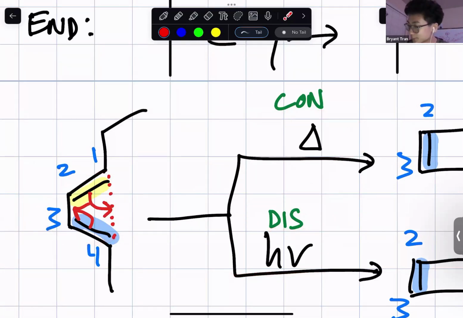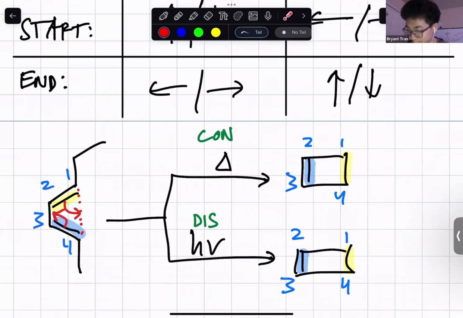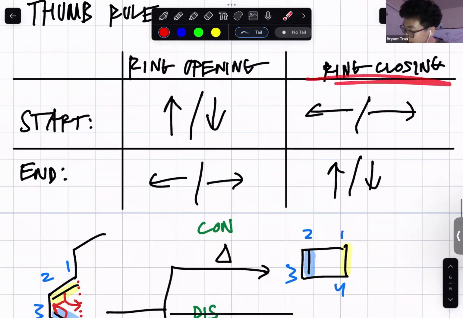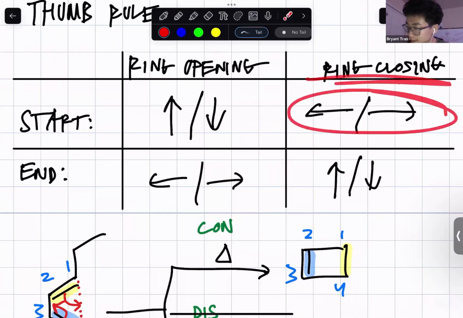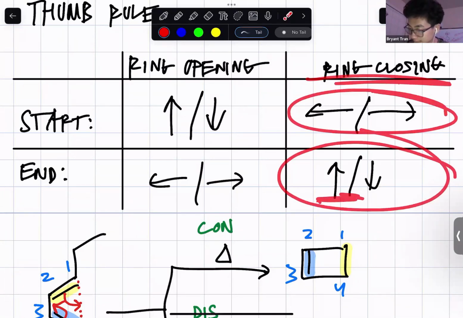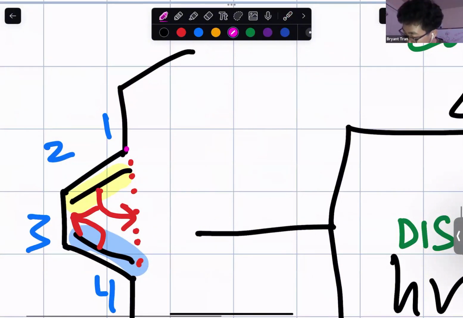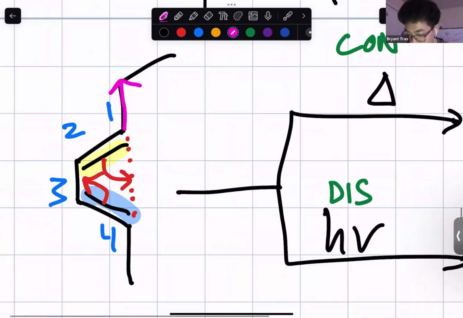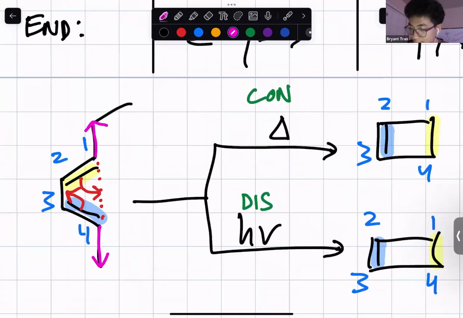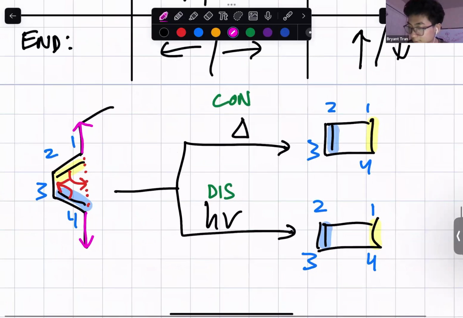Okay. So now once we have that, let's do the thumb rule. Since we're ring closing, we're going to start our thumbs left or right and end our thumbs up or down to show wedge or dash. We see that if we look at carbon 1 right here, this group is going up. At carbon 4, this group is going down. They're going in opposite directions. They're trans to each other. So let's do the thumb rule.